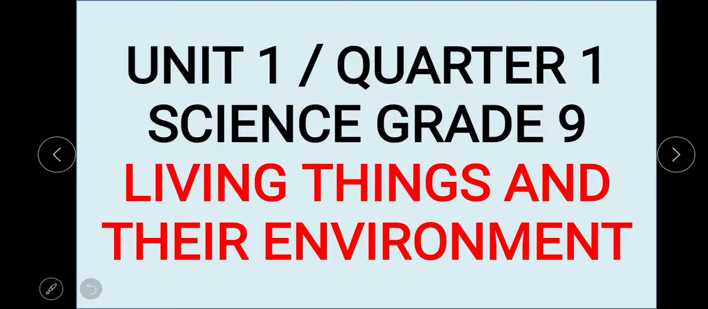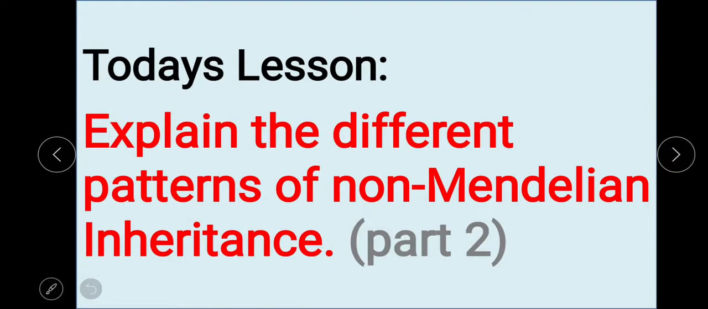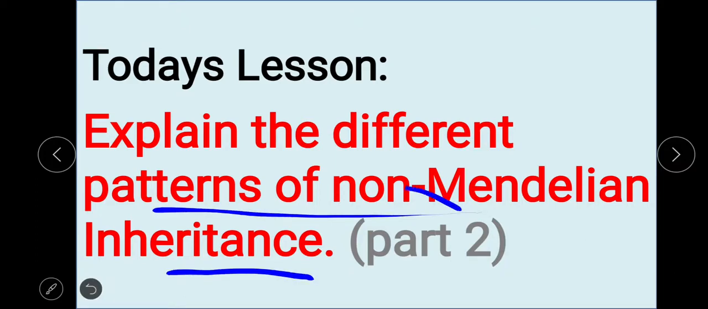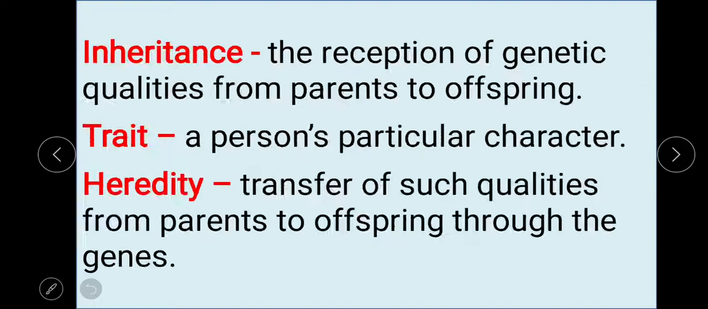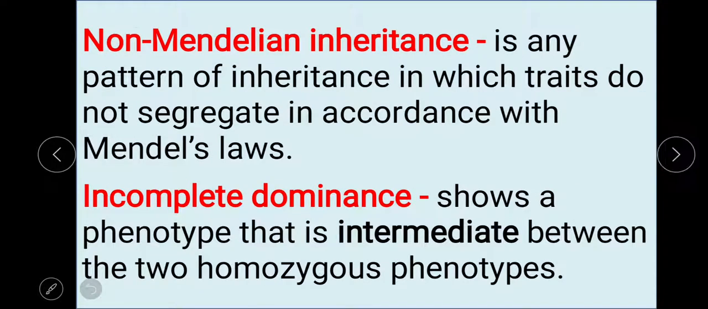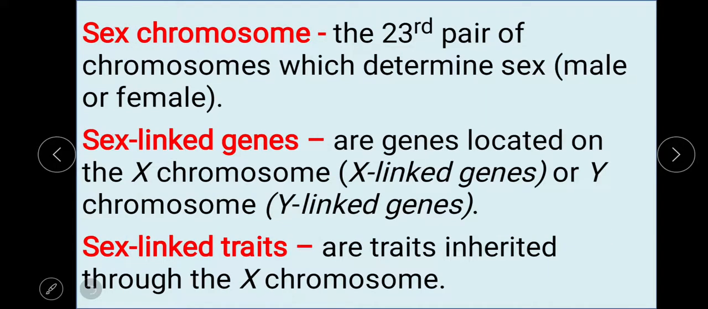We are still on our lesson about Unit 1, Living Things and Their Environment, and we are in week 2 or module 2 lesson. We are explaining the different patterns of non-Mendelian inheritance, but we are now in part 2 of this lesson. Before that, you can still copy and screenshot the different important words and their meanings. These words are just the same as the words from our part 1.